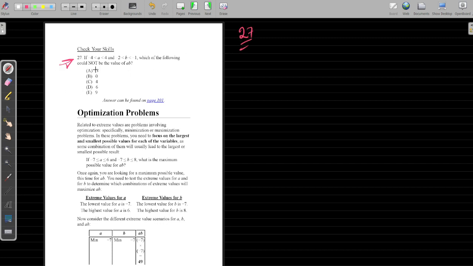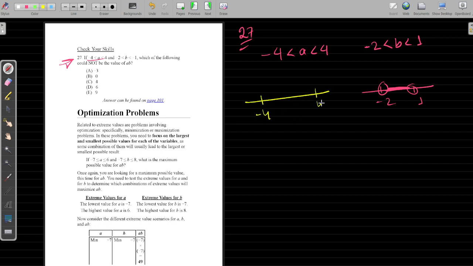Okay. So look at this. The first inequality is -4 less than a less than 4, and the second inequality is -2 less than b less than 1. If I draw the number line, suppose here is 1, here is 2, right? So it should be -2, so let me erase this 2. So -2 and 1, our range will be something like this, in between -2 and 1. And here, this one is -4, this one is +4, so these two are in between this one.